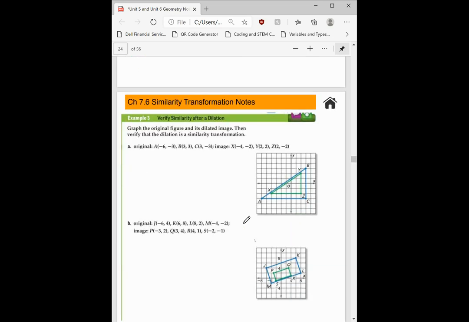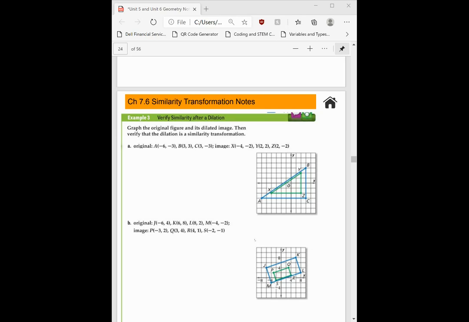Okay? Let's look at example 3. Example 3 has 2 parts, part A and part B. It says graph the original figure and its dilated image. Then verify that the dilation is a similarity transformation. Okay, so I already have it graphed for you.